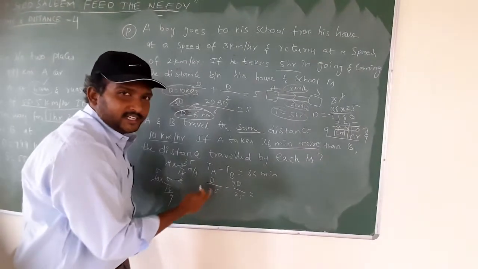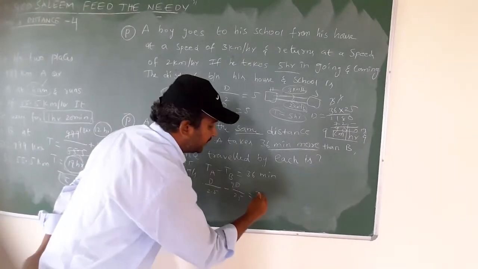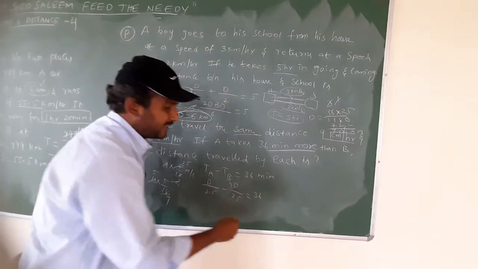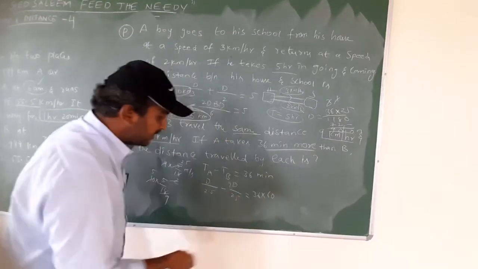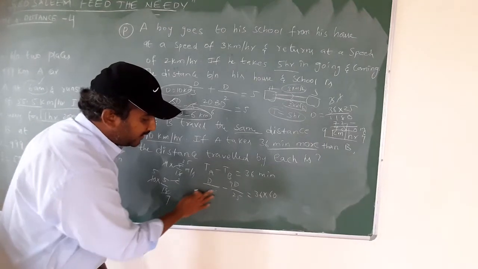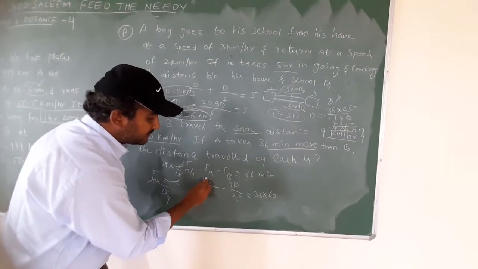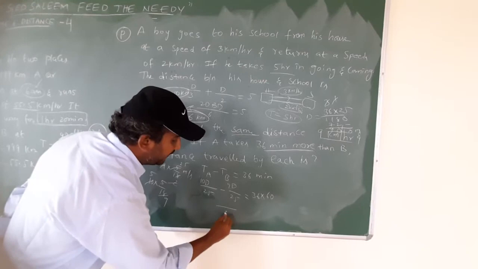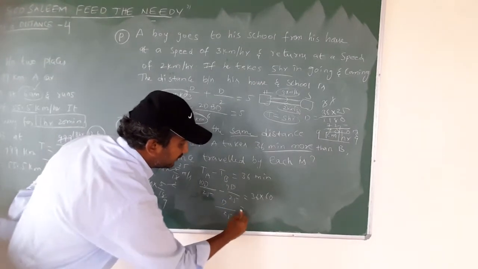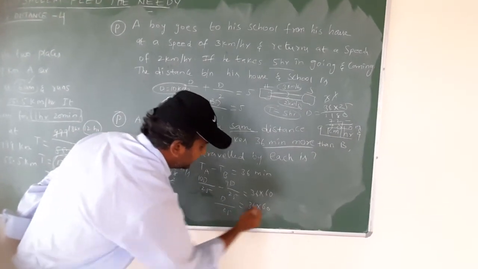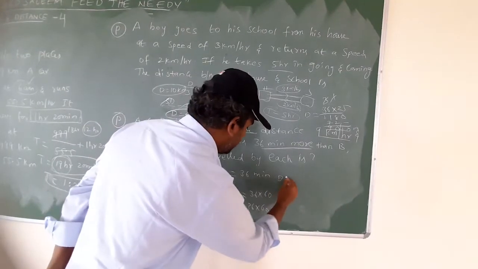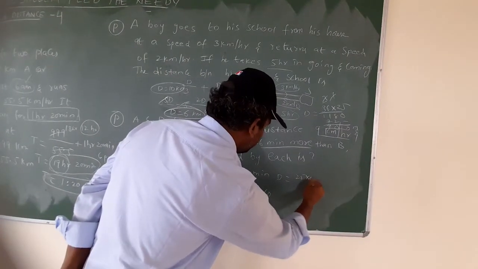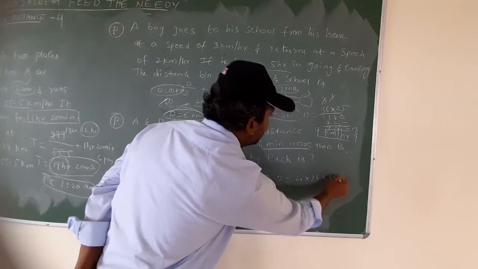Here, the entire thing is in terms of meters per second, therefore 1 minute is equal to 60 seconds. Therefore, 36 into 60. Now multiplying both numerator and denominator with 10, it becomes 10D by 25. LCM is 25. 10D minus 9D is equal to 36 into 60. Now D becomes 25 into 36 into 60.